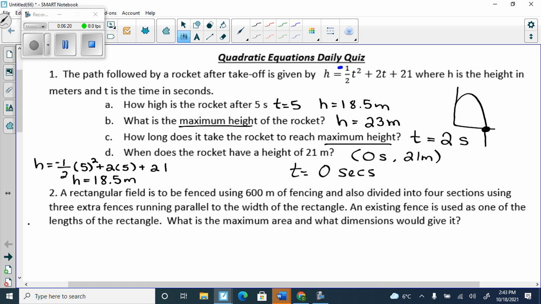Second, trace, zeros, which is actually number 2. Now I need to be on the left side of it. Do I care about the negative x-intercept? No, that's negative time. It makes no sense. Enter.